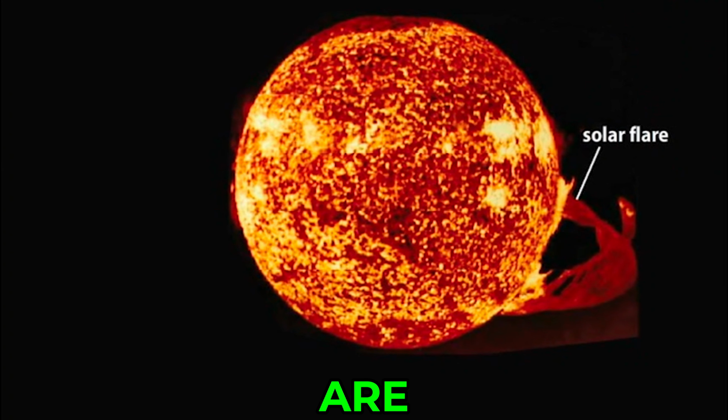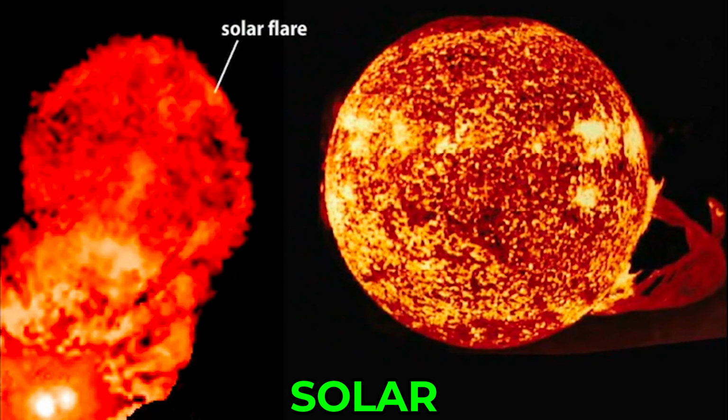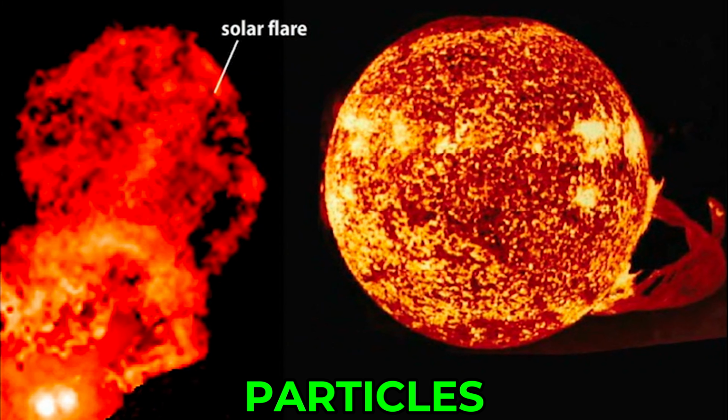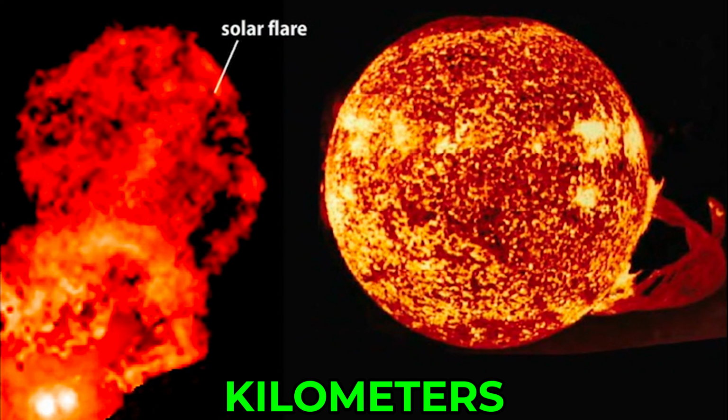Solar flares are enormous areas of extreme temperature on the Sun's surface, caused by magnetic fields. Solar flares typically occur near sunspots. When a solar flare erupts, streams of charged gas particles extend thousands of kilometers into space.